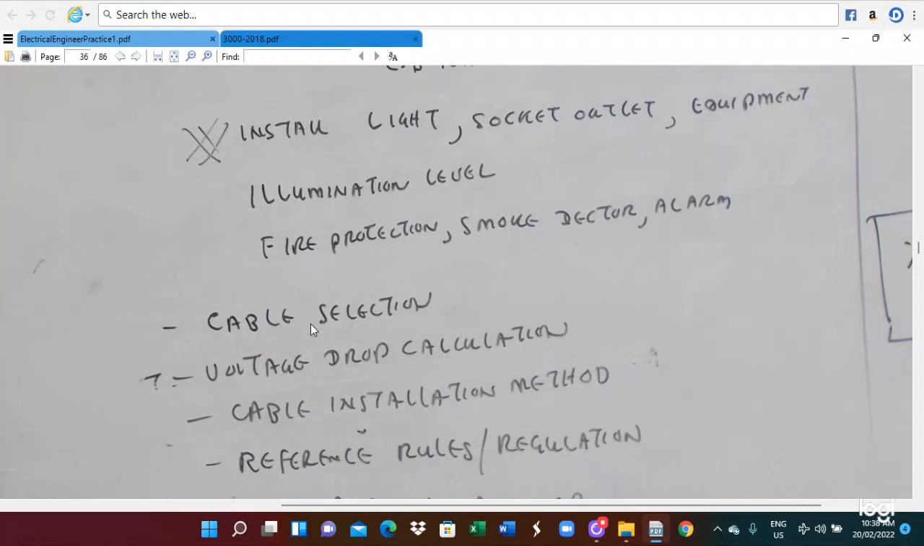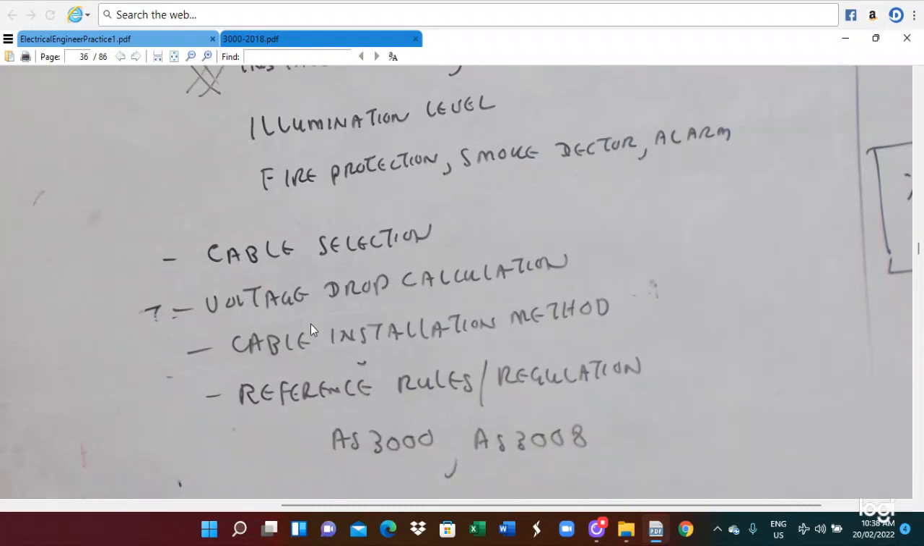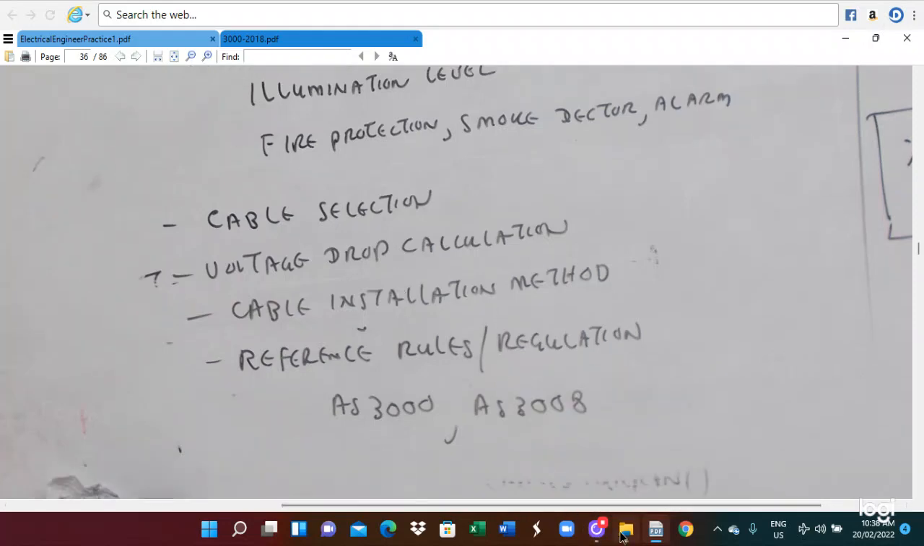And then depending on the lighting and the socket outlets, we have to determine the cable selection. For cable selection, we utilize the AS3008 rule. And then we also have to calculate the voltage drop, the cable installation method, and reference the rules and regulations. Then we utilize the EL0039 rule. So this is the way that we calculate the solar problem.